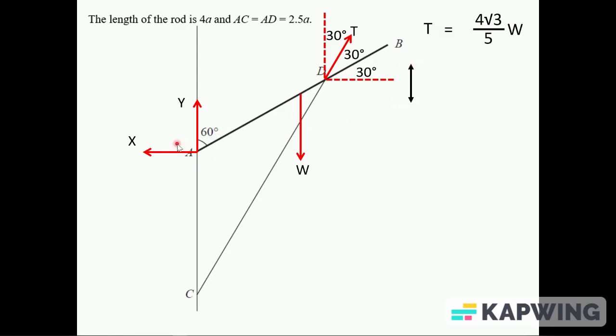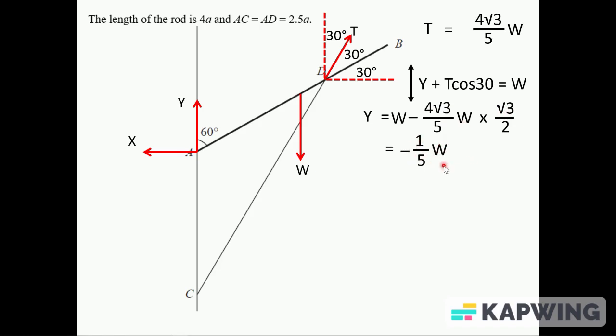If we look at the vertical forces though, acting upwards, I've got the Y and the T cos 30. That's going to balance out with the W acting down. And then to find out what the Y is, I'm going to do W minus T cos 30, this times root 3 over 2. This simplifies down to 12 over 10 times W, or 6 over 5 times W, giving you minus a fifth W. So actually the Y does act downwards because you've got a negative answer.